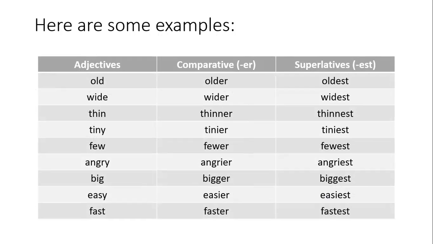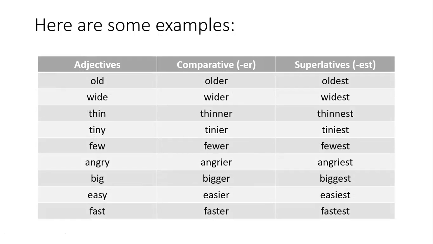So you're going to notice a few things. You're going to notice that to some of these, you are just going to add ER and EST to form the comparative and the superlative. Also, you're going to notice words such as thin, where we double the consonant and then we add ER or EST, right? Depending on the form that you need. Also, words such as tiny, where you change the Y to I and add ER for the comparative and EST for the superlative. So there are rules that you need to follow to form the comparative and superlative forms.